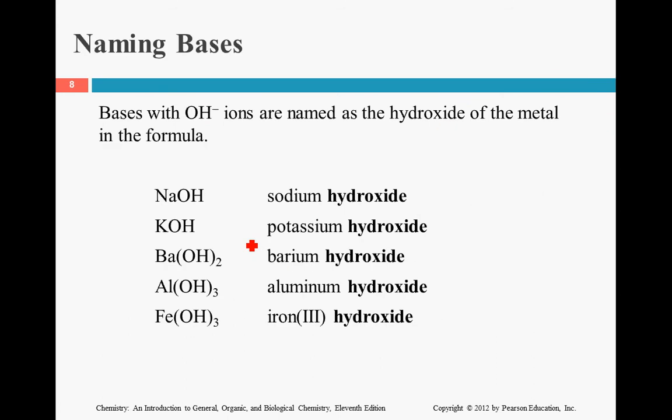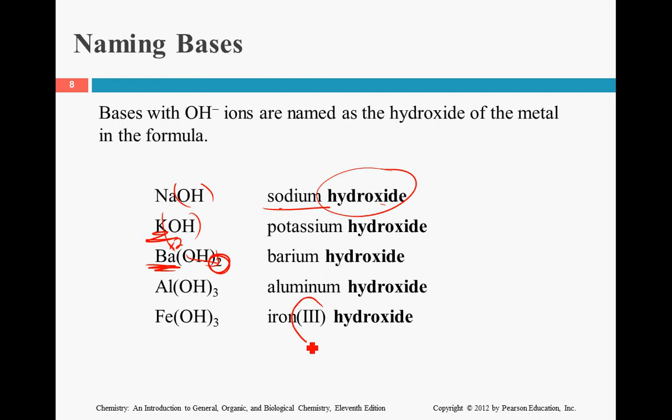These are a little bit easier to name. You just name the metal and then the hydroxide because they all have hydroxide after it. Sodium hydroxide, potassium hydroxide, barium hydroxide. Notice there's nothing indicating it's a 2 out here. That's because that 2 came from the fact that barium is a +2. People already know that. We don't have to tell them that.